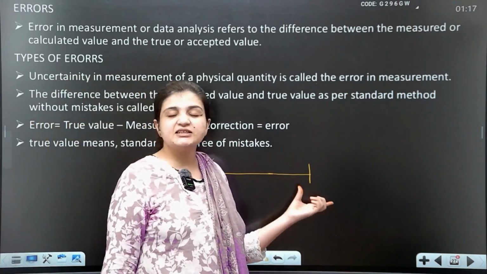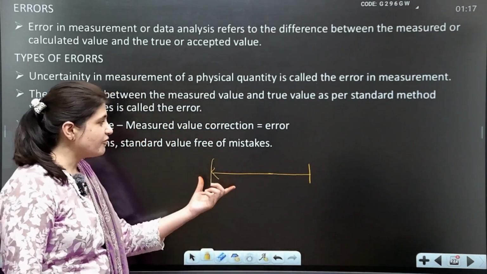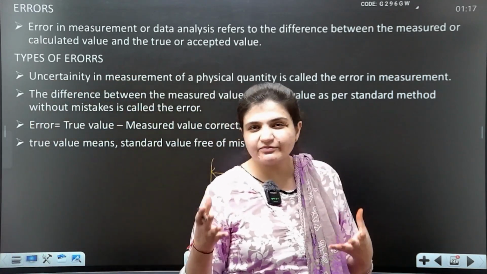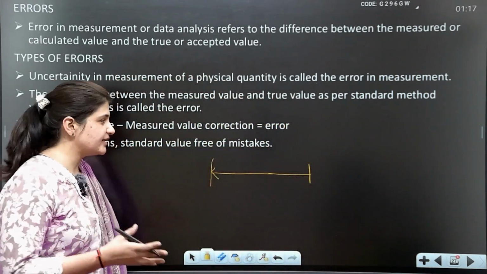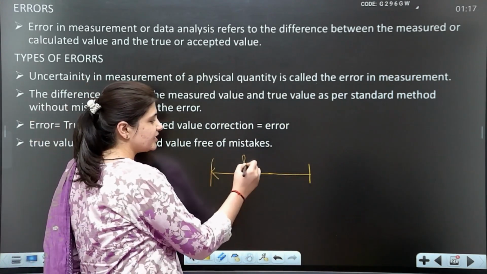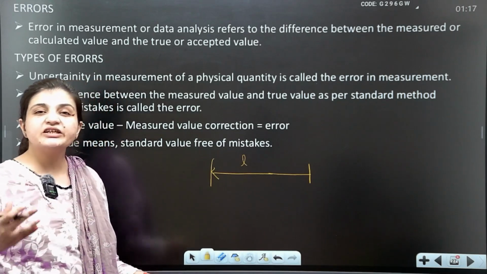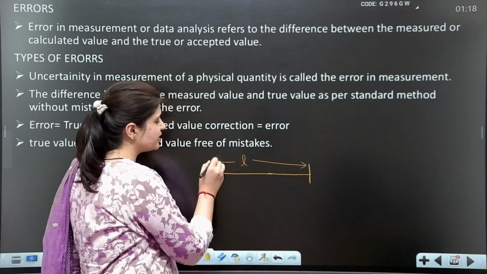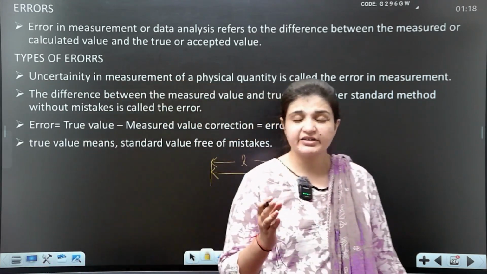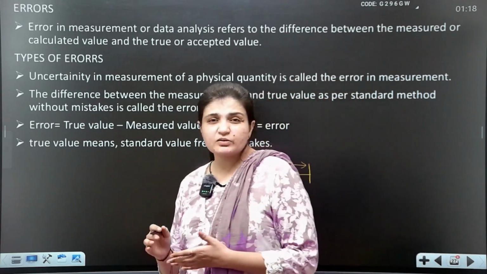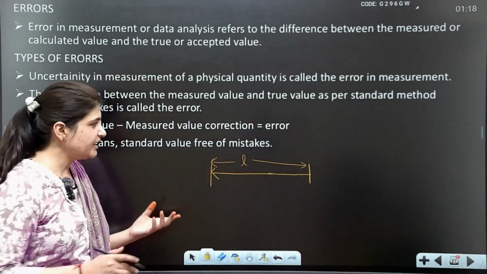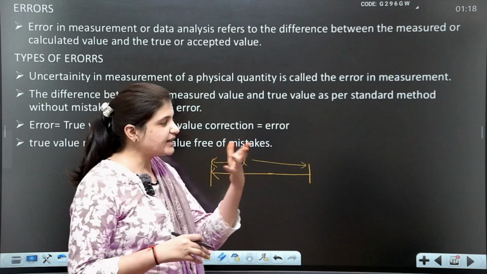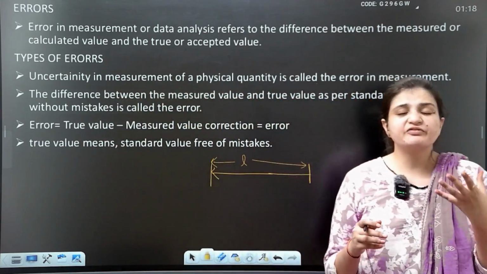So let's consider a conducting wire, and in this conducting wire we have a particular length. We are measuring the length of this particular wire. The length of this particular wire cannot be accurate the first time, because there can be many types of cases of errors.